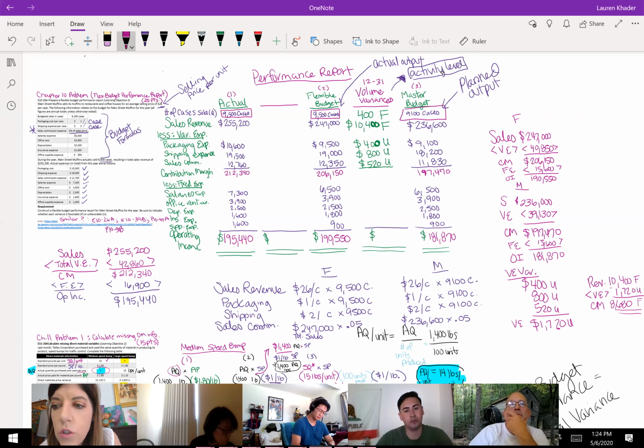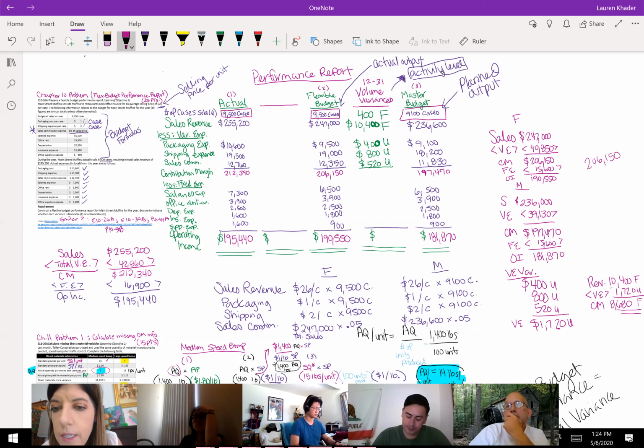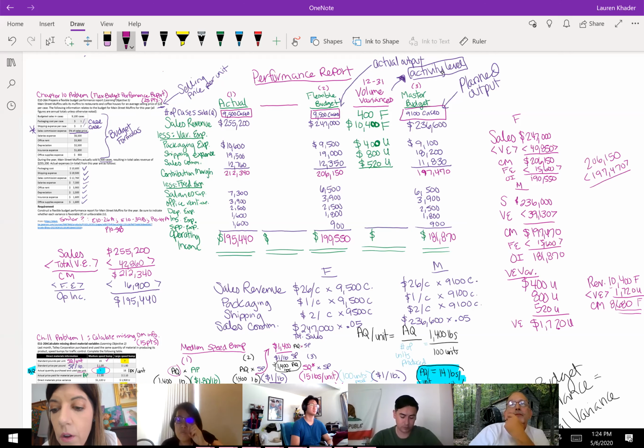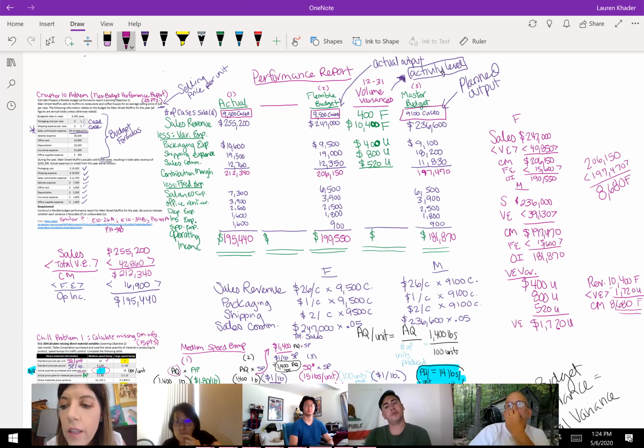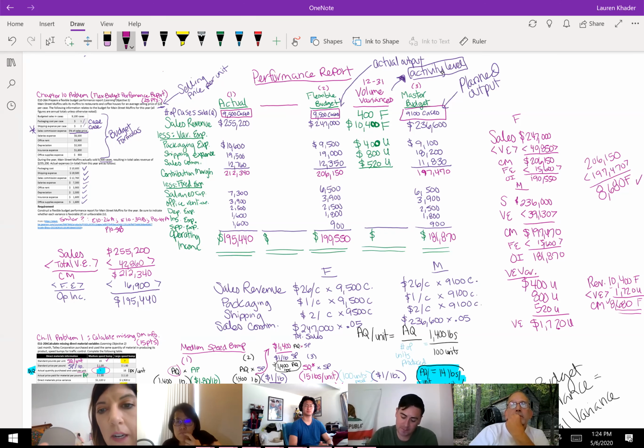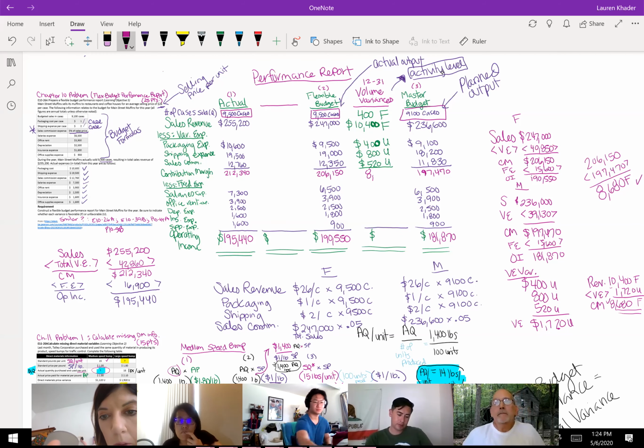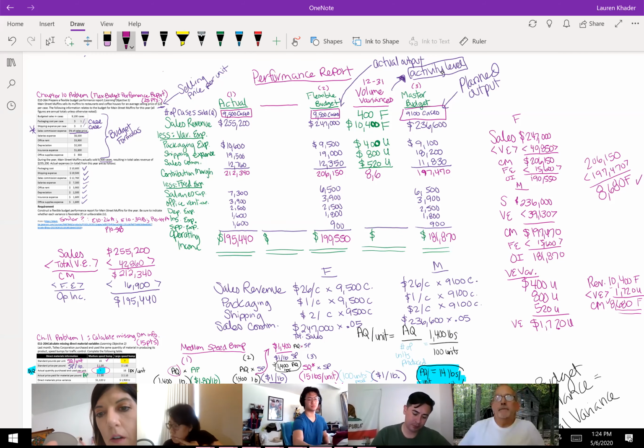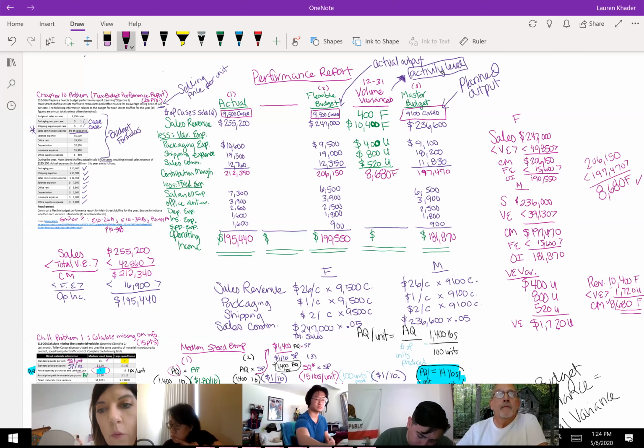And when you take 206,150 contribution for the flex versus 197,470 contribution margin for the master budget, what do you calculate? 8,680. Yeah, 8,680 favorable. It should calculate the same. It's worth your time, especially in the performance report, to calculate both ways just to make sure that your calculations and all your numbers look right, because you can catch errors that you've made this way.